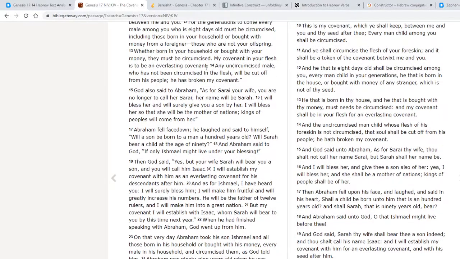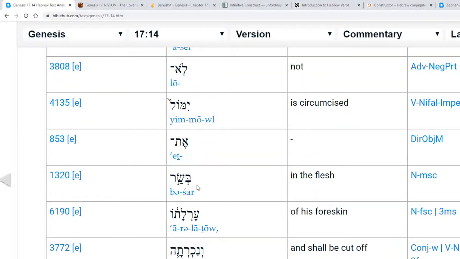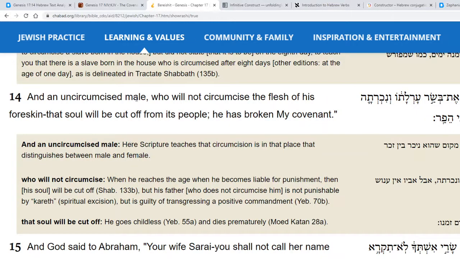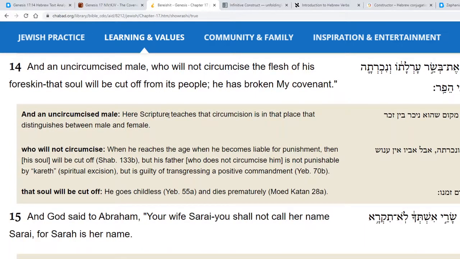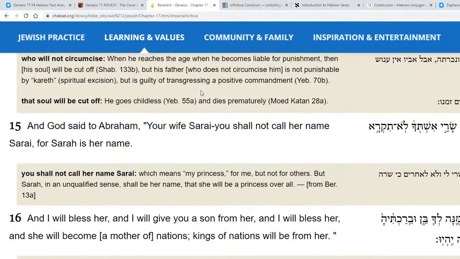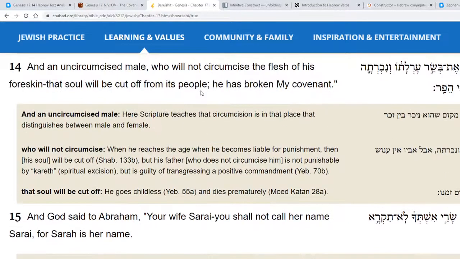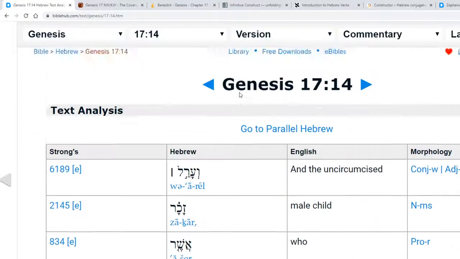Okay, NIV. Any uncircumcised male, I prefer that, who has not been circumcised in the flesh. This flesh? Et basar olato, yeah. In the flesh, will be cut off from his people. He has broken my covenant. Okay. Chabad. And an uncircumcised male who will not circumcise the flesh of his foreskin, that soul will be cut off from its people. He has broken my covenant. Got it? Okay. Next verse.